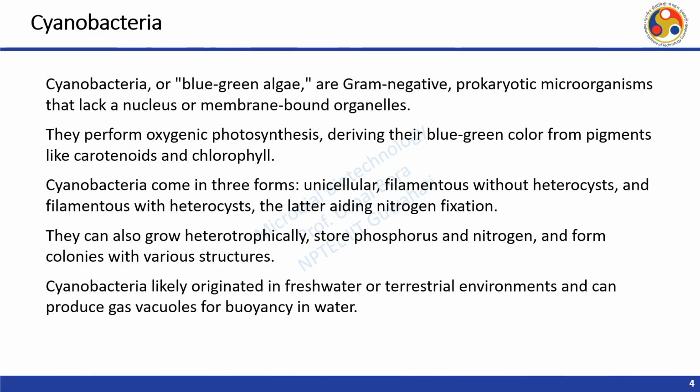Cyanobacteria or blue-green algae are gram-negative prokaryotic microorganisms that lack a nucleus or membrane-bound organelles. They perform oxygenic photosynthesis, deriving their blue-green color from pigments like carotenoids and chlorophyll. Cyanobacteria come in three forms: unicellular, filamentous without heterocysts, and filamentous with heterocysts, the latter aiding in nitrogen fixation.